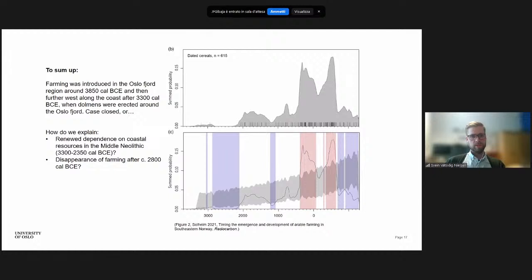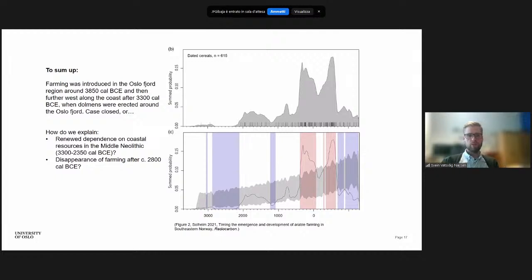So to sum up the research, it seems that farming was introduced in the Oslo Fjord region very shortly after its introduction in southern Sweden and Denmark, and that it spread further west along the coast at the same time as dolmens were erected around the Oslo Fjord, or around the same period. So we would think that the case is closed, but there are other things that we need to take into account.